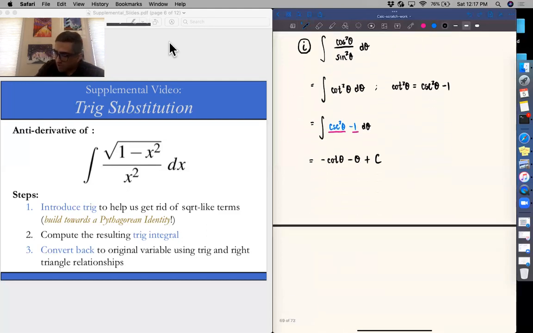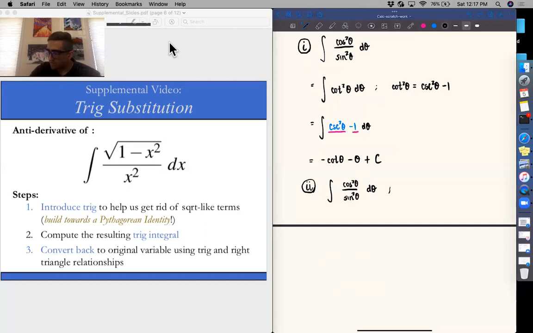So for case number 2, say we didn't want to make this a cotangent squared. So we didn't make this a cotangent squared right from the start. So again, we're starting off with the integral of cosine squared over sine squared. One thing we could try to do is rewrite a sine squared or a cosine squared into the other trig function.